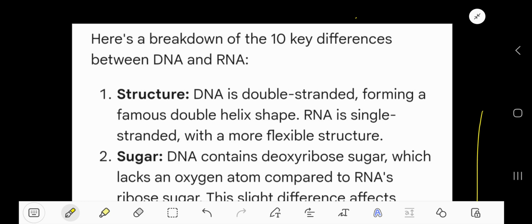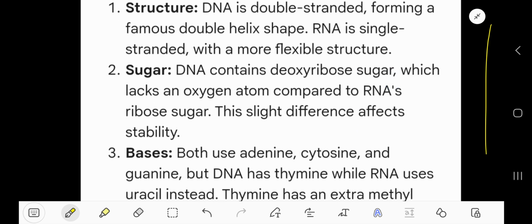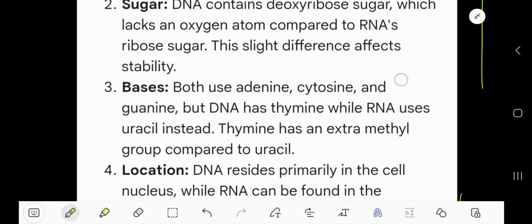Here are the 10 differences between DNA and RNA in short. Structure. DNA is double stranded, forming a famous double helix shape. RNA is single stranded with a more flexible structure. Sugar. DNA contains deoxyribose sugar, which lacks an oxygen atom compared to RNA's ribose sugar. This slight difference affects stability.